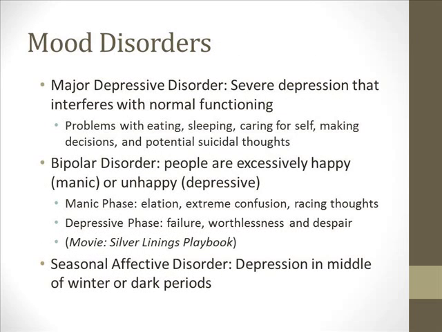The last type of disorder we're going to talk about is what's called mood disorders. And there's several of these, and again, you probably have heard of some of these as well. The first one is major depressive disorder. Mood disorders generally involve a mood swing. So you're either very, very up, happy, elated, or you're very, very down, where you're depressed. And major depressive disorder is the depressed type, the severe depression that interferes with normal functioning.